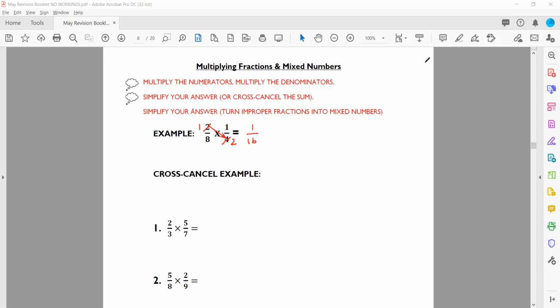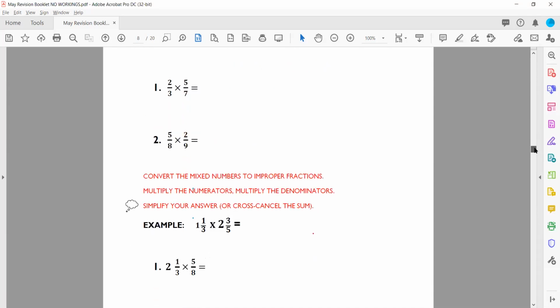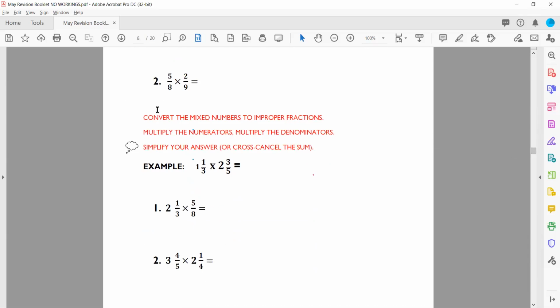And we're going to come down and have a look now at multiplying mixed numbers. Now, in order to multiply a mixed number, you would need to get it into an improper fraction first. Don't try multiplying the whole numbers and multiplying the fractions separately. That won't work. So with the first one, with our example here, 1 1/3, we need to change this from a mixed number into an improper fraction.